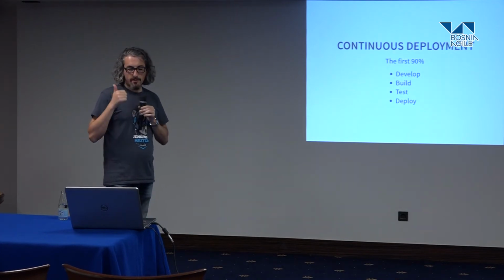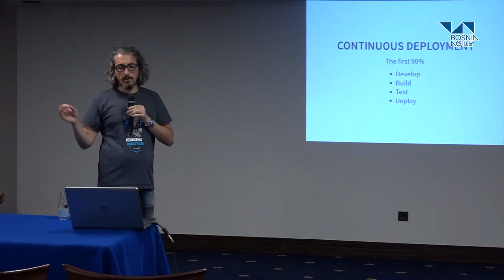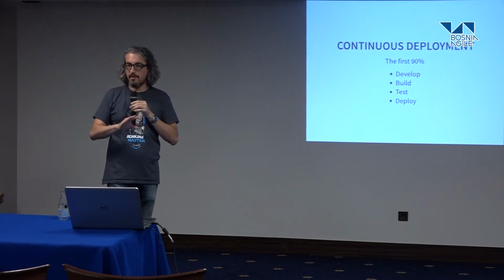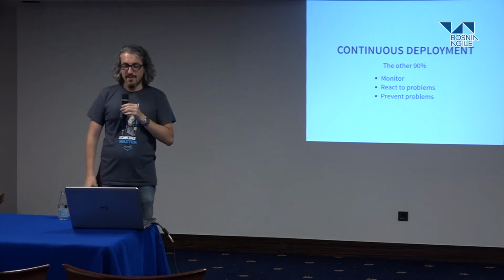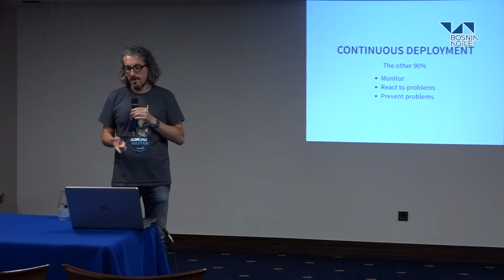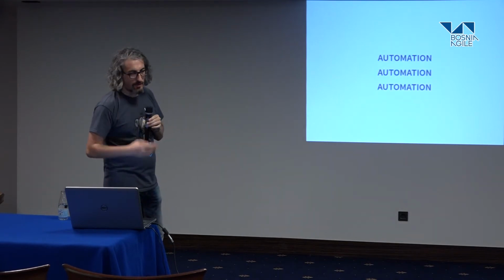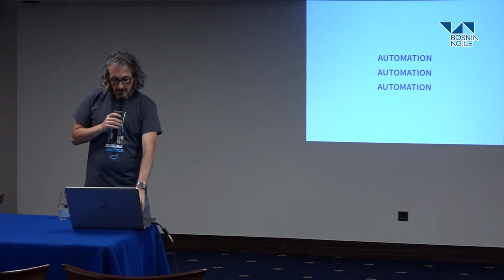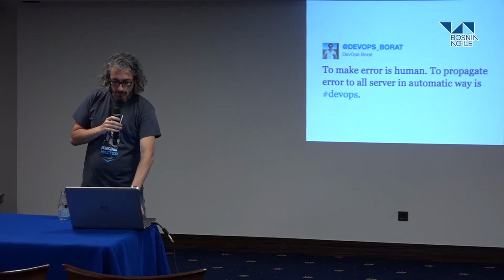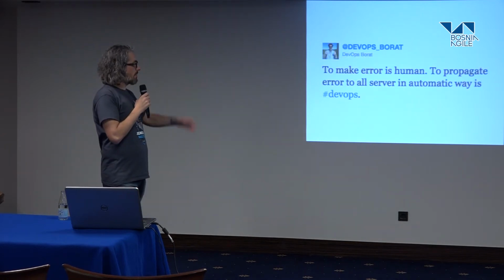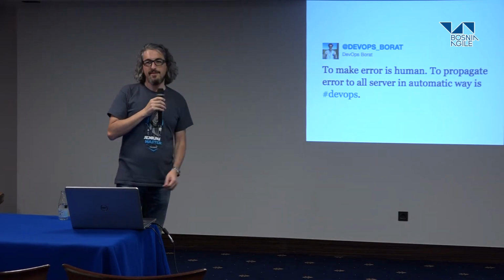Continuous deployment. Everybody talks about developing, building, testing, and deploying, automating all these parts, like this is 90% of the things that you need to be automated. But there's also the other 90% of the things, which is monitoring, reacting to problems, and preventing problems. So this is only done by automation, and I could not get tired of saying that you need automation. And there's this great quote by DevOps Borat: to make errors is human, to propagate errors to all servers in an automatic way is DevOps, right?